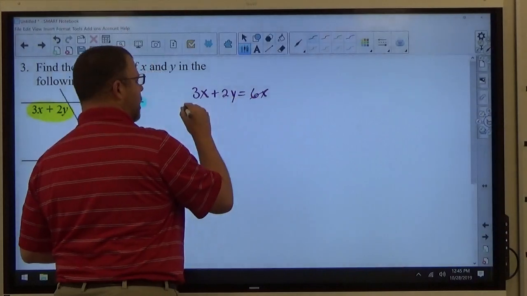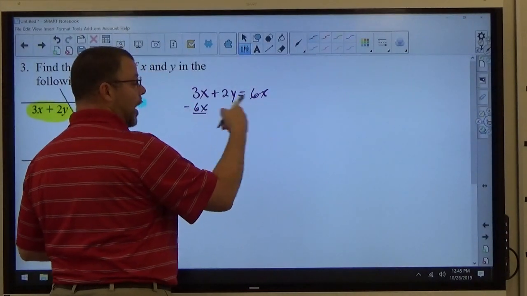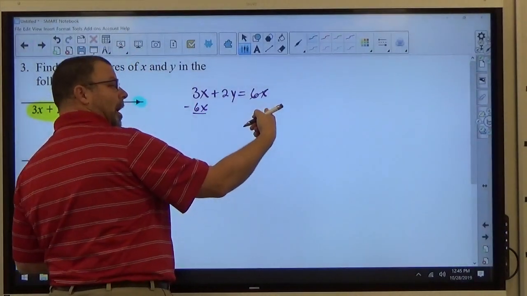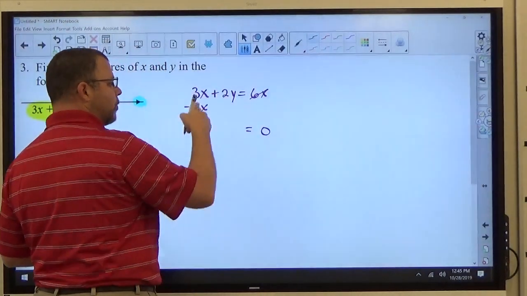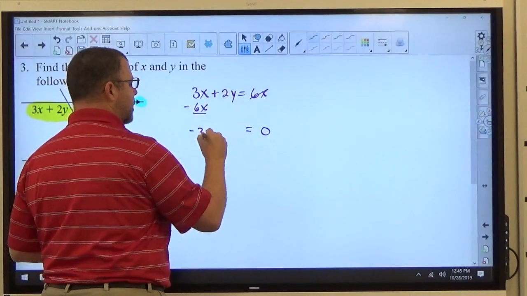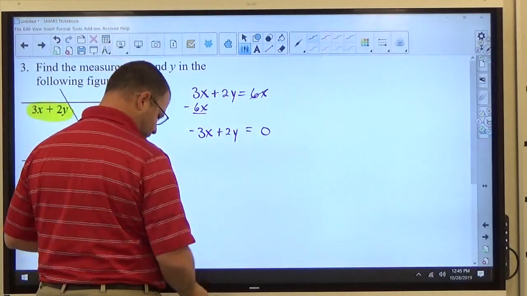So if I created that equation based on that fact, the corresponding angles there, I would move the 6x over to the left, subtracting 6x from both sides. So subtracting 6x here cancels it, leaving us with 0 on the right-hand side. Subtracting 6x here gives me negative 3x plus 2y.